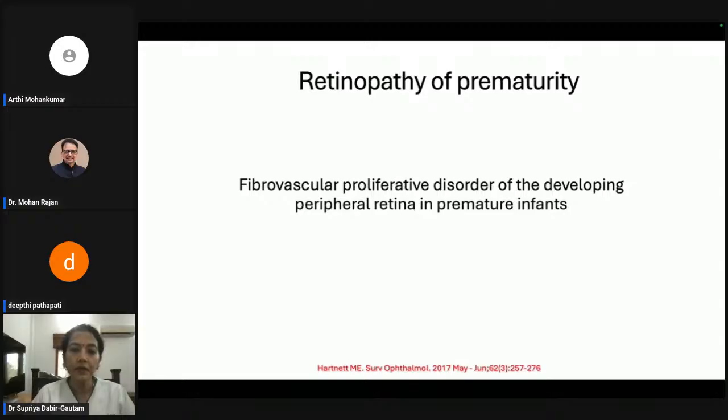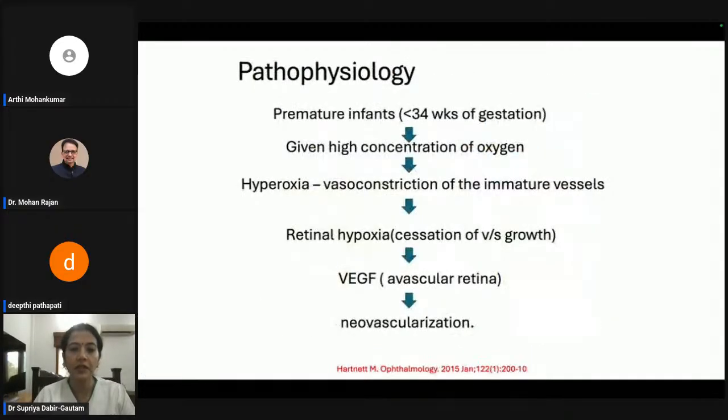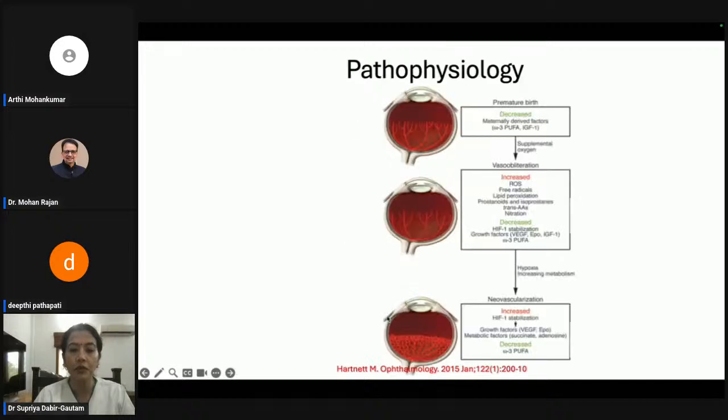Now, what is ROP? It's a fibrovascular proliferative disorder of the developing peripheral retina in premature babies. In term babies, the retina is completely vascularized at birth, but preterm babies are born much before the retina is able to completely vascularize, and hence the blood vessels don't reach the edge of the retina. And what happens when we give them supplemental oxygen? When these preterm babies get excessive oxygen, it causes hyperoxia, that is vasoconstriction of these immature vessels. Vasoconstriction leads to retinal hypoxia, which leads to excessive VEGF formation, and that leads to abnormal neovascularization.